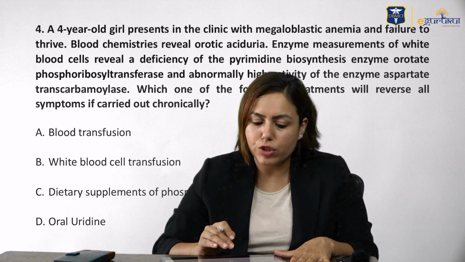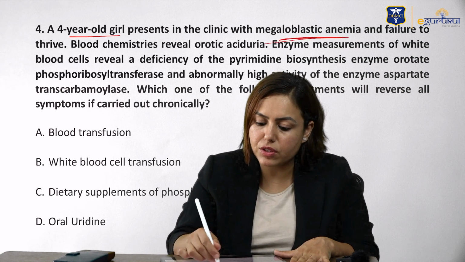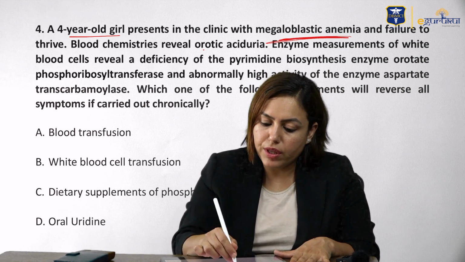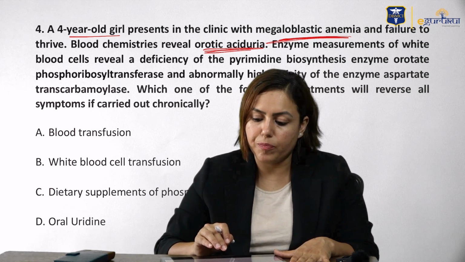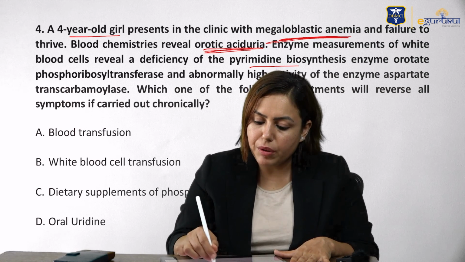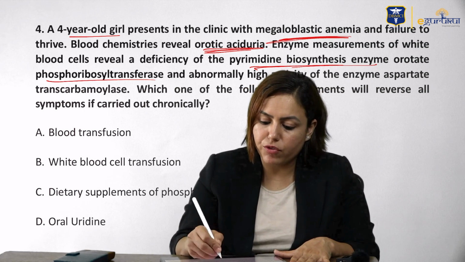The next question, question number 4. A 4-year-old girl presents in clinic with megaloblastic anemia, failure to thrive. Blood chemistries reveal orotic aciduria. So directly diagnosis is given. The cases of orotic aciduria. Enzyme measurements of WBC reveal a deficiency of pyrimidine biosynthesis enzyme, that is orotate phosphoribosyl transferase.